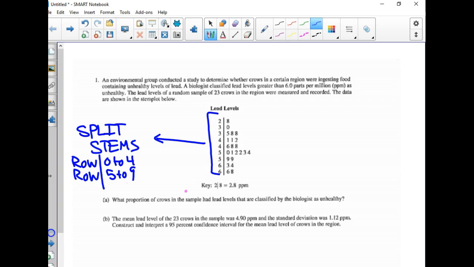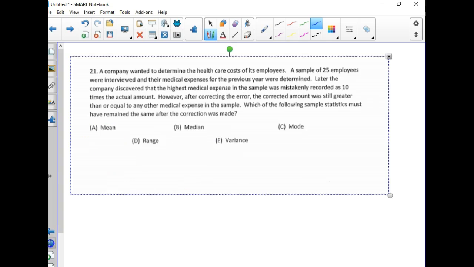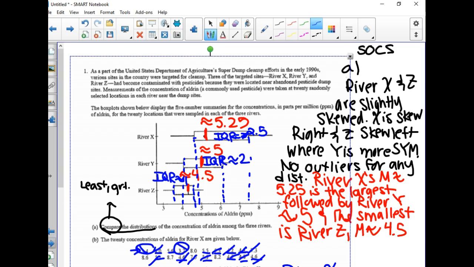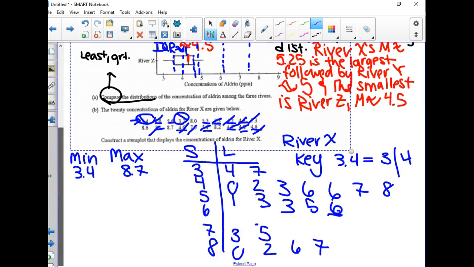And what would be an advantage of that? An advantage would just be that you can see the distribution a little bit more. It's a little more spread out so you can really see what's going on, versus what we did here where it's chunked together a little bit more. Okay, questions there?